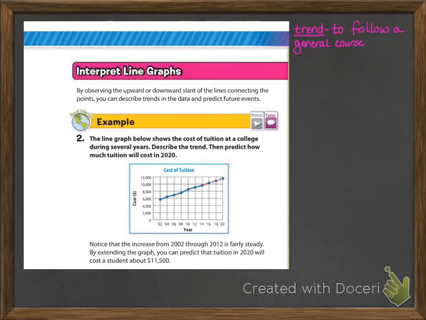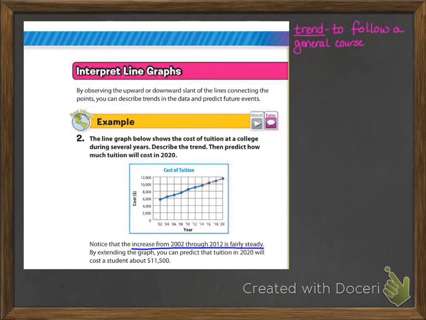So the line graph in example 2 shows the cost of tuition at a college during several years. So we're looking at the years 2002 all the way through 2020. Now remember, 2020 hasn't happened yet, so that's obviously our predicted path. Okay, so we're guessing. And so here it says describe the trend, then predict how much tuition will cost in 2020. So here the trend would be, notice that it's increasing from 2002 to 2012.